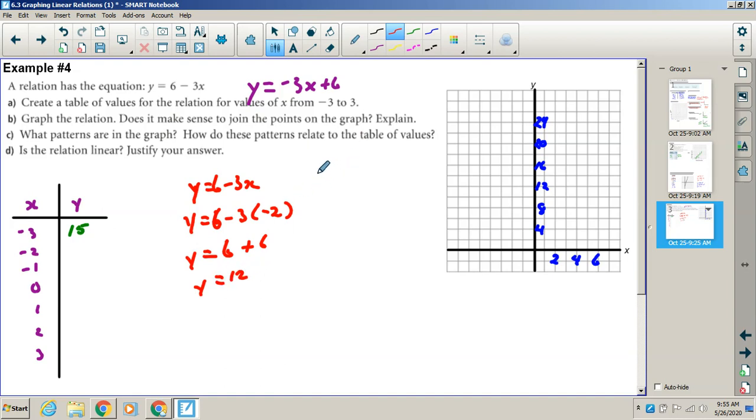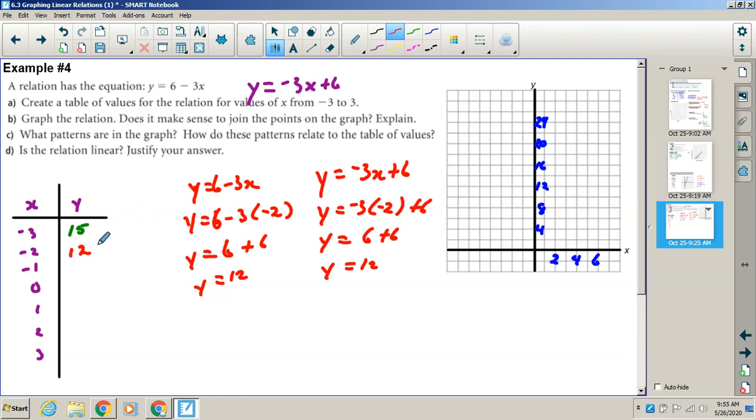If I use this equation, negative 3x plus 6, and I take my negative 2 for x and put it in here, so y equals negative 3 times negative 2 plus 6. This gives me positive 6 plus 6. So either way, that gives me that value of 12.